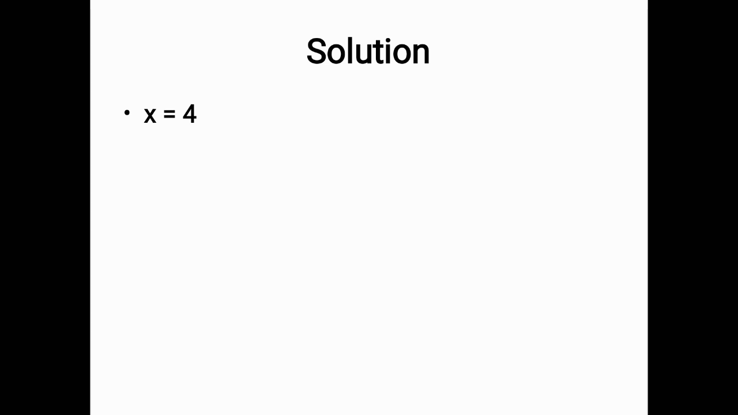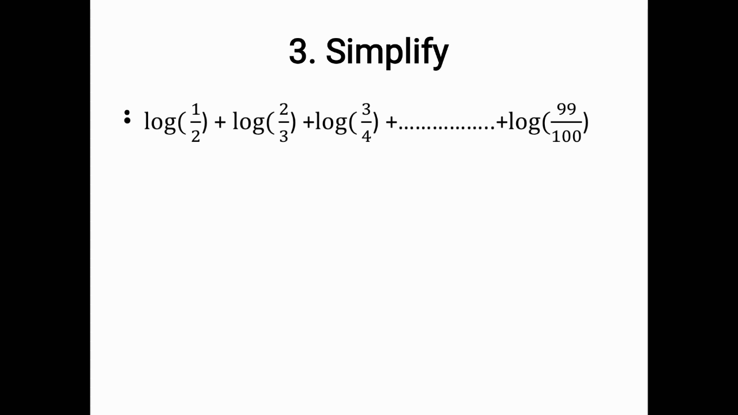Thank you very much. Let's move to the last part, the last equation, which says simplify the given logarithmic series. We have logarithm 1 over 2 plus logarithm 2 over 3 plus logarithm 3 over 4, then up to logarithm 99 over 100. This is very simple and easy.